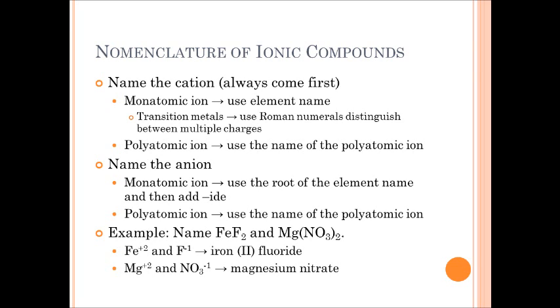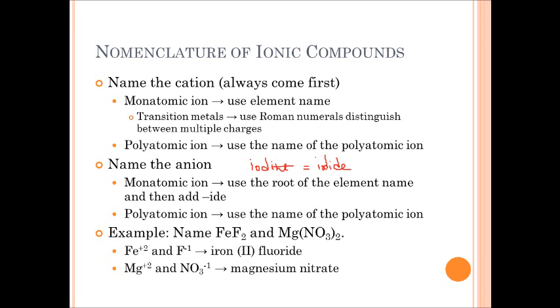If it's a monatomic ion off the periodic table, you take the root of the word and then add IDE. So let's take, I don't know, iodine. We're going to take off the INE and add IDE. So iodide is what it becomes. And if it's a polyatomic ion, we just use the name of the polyatomic ion.